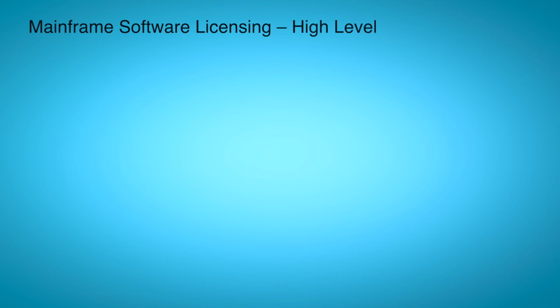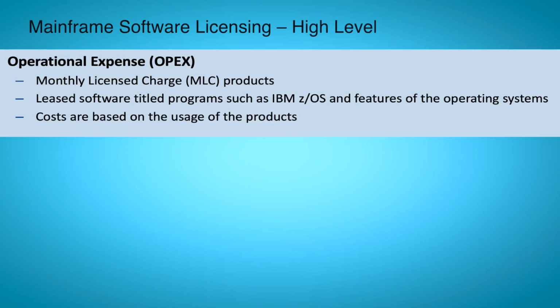Mainframe software licensing can be broken down into 3 areas. Traditionally, the operational expense, OpEx. These are also known as monthly license charge products, which are leased software titles and programs such as the IBM z/OS and features of the operating system. The costs are based on the usage of the products.